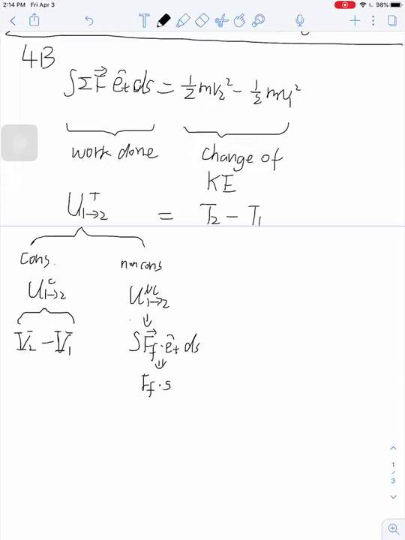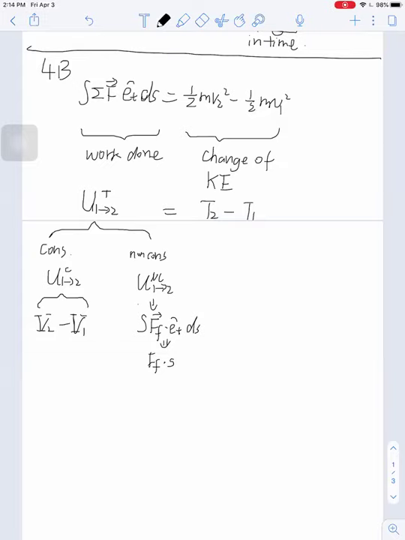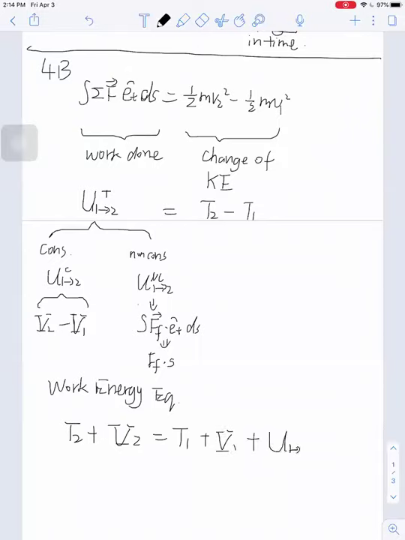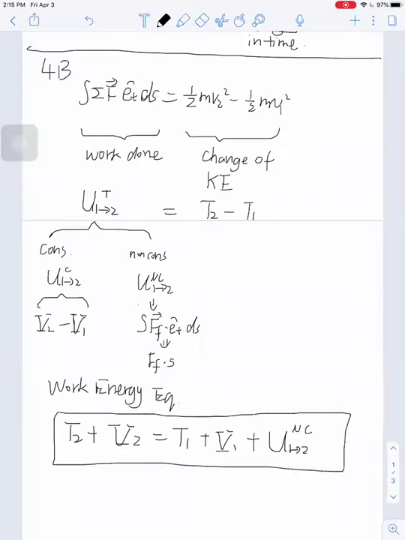And overall, we can define our work energy equation. That's the most important thing we learned in 4B. Work energy equation: T2 plus V2 equals T1 plus V1 plus the work done from position 1 to 2 by non-conservative forces. So that's the most important equation we learned from 4B.